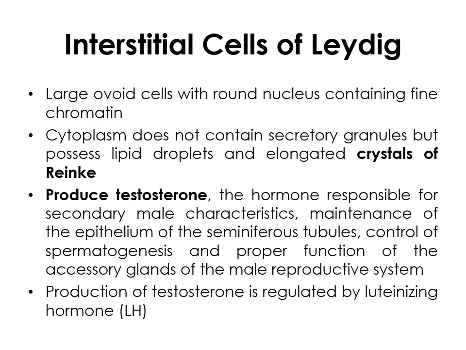We have the interstitial cells of Leydig. They are large ovoid cells with a round nucleus containing fine chromatin. They produce testosterone. What is testosterone? It is the hormone responsible for secondary male characteristics. The production of testosterone is regulated by a hormone called luteinizing hormone.